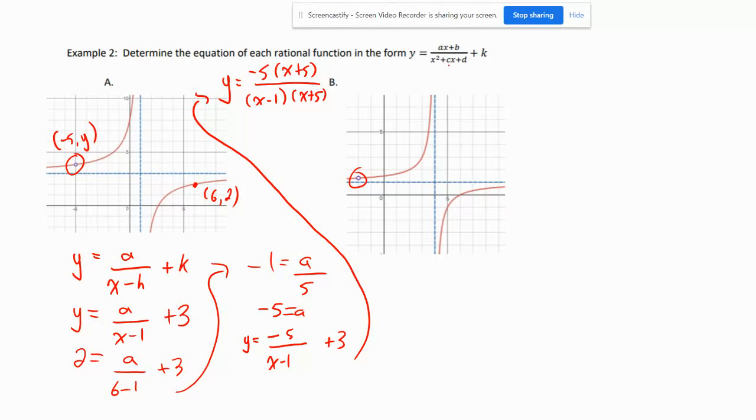So in the form we're asking for, y equals (ax plus b) over (x squared plus cx plus d), plus k, this would be like y equals (-5x minus 25) over... the bottom part is x squared plus 5x minus x plus 4x minus 5, like this.